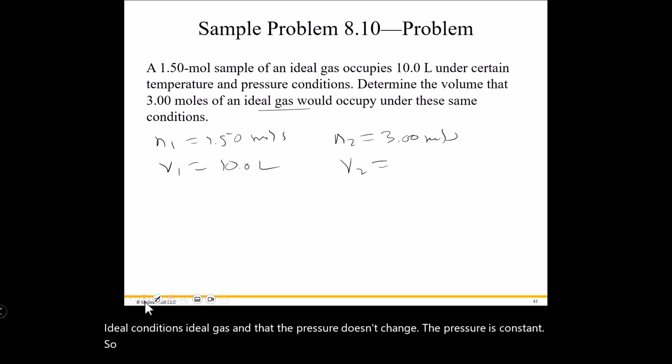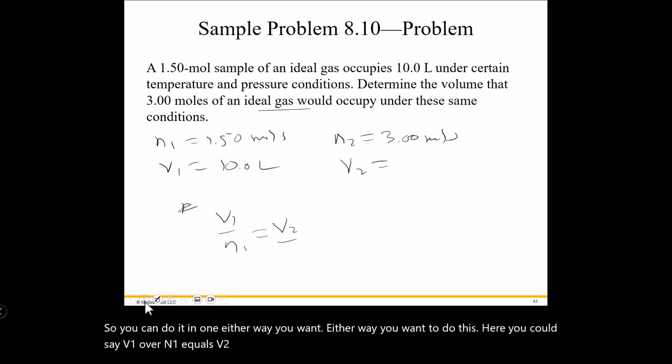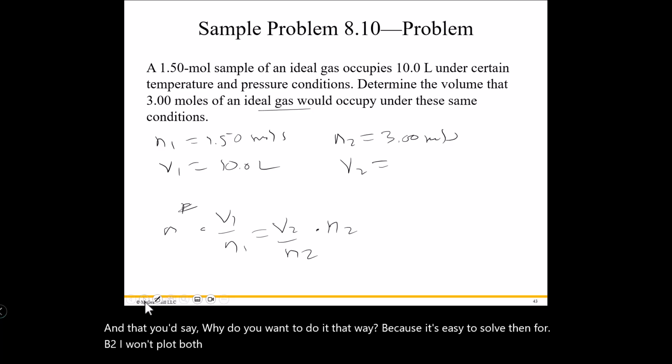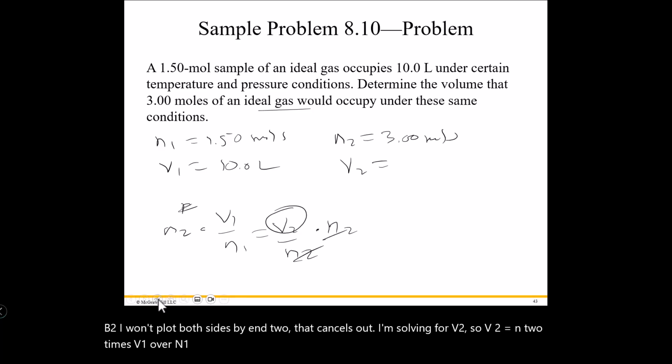So, you can do it either way you want to do this here. You could say V1 over N1 equals V2 over N2. Why do you want to do it that way? Because it's easy to solve then for V2. I multiply both sides by N2. That cancels out. I'm solving for V2. So V2 equals N2 times V1 over N1. That will give me my answer.